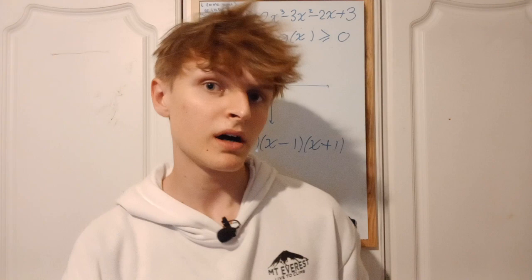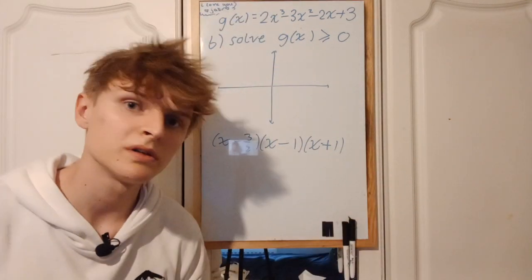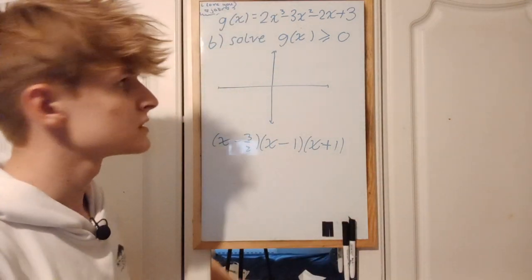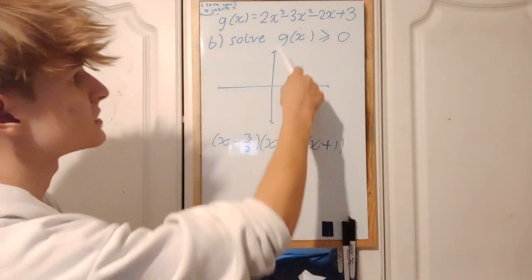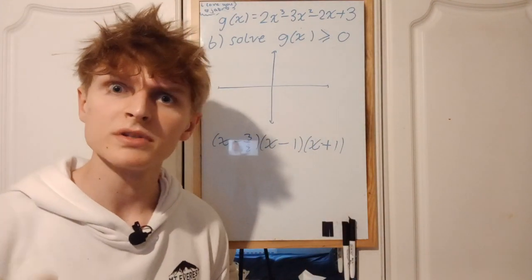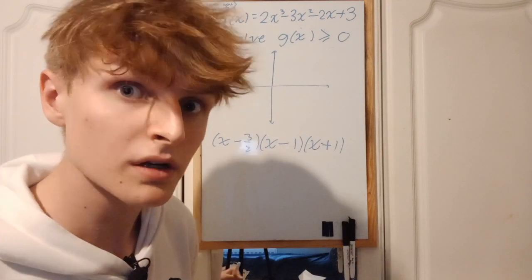Okay boys, now the final part of the question, part B. Solve the equation g of x is greater than or equal to 0. So we need to find the values of x such that when you chuck them in g of x, you get numbers that are greater than 0 or are equal to 0.